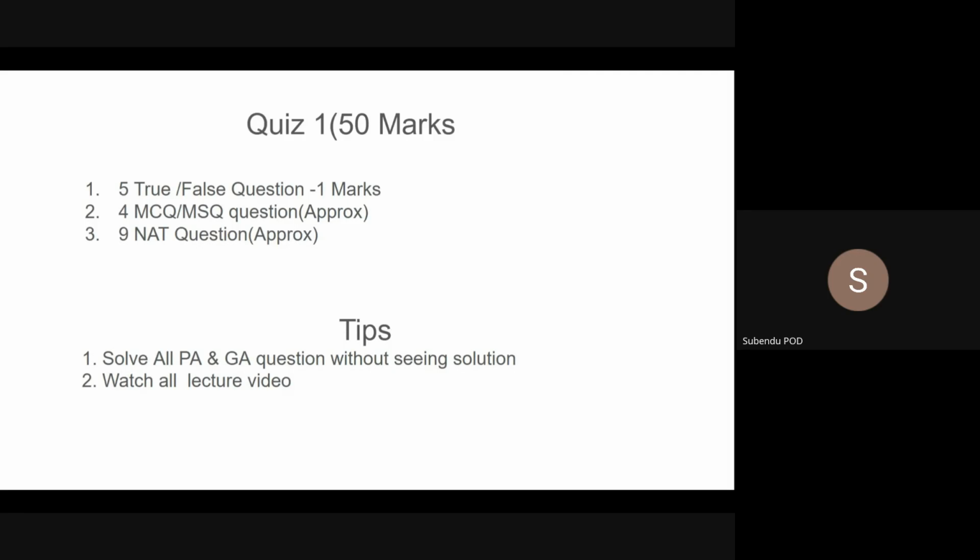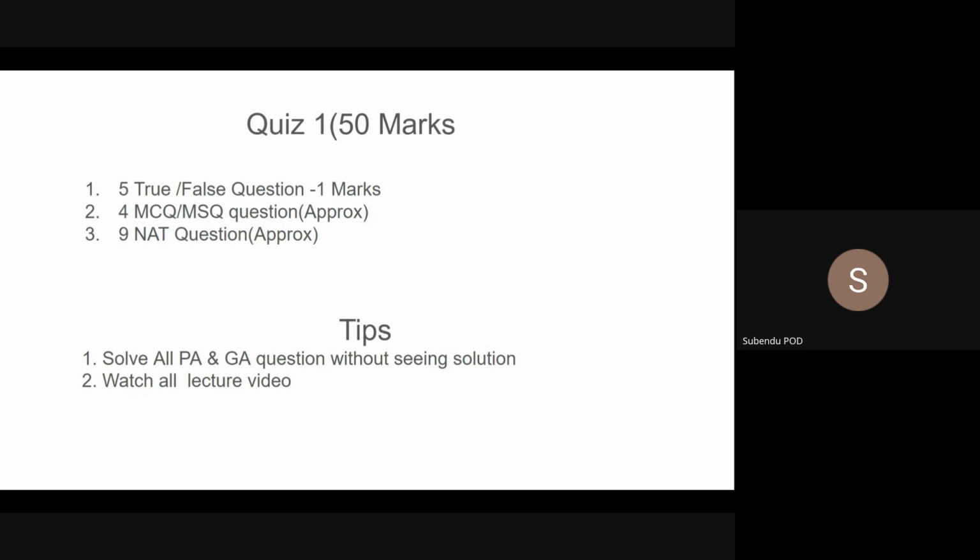So that quiz one will be like 50 marks. There will be a question pattern: five true false questions, then approximately four MCQ and MSQ, and nine NAT questions. So you can see that most of the questions will be numerical problems, right?